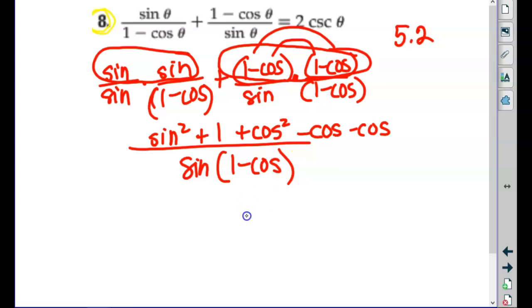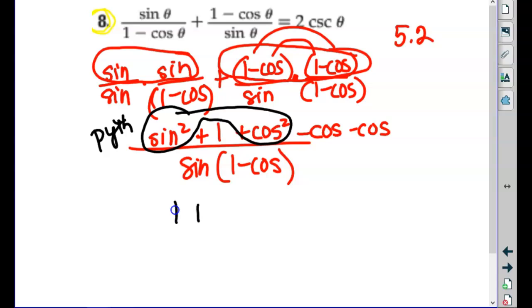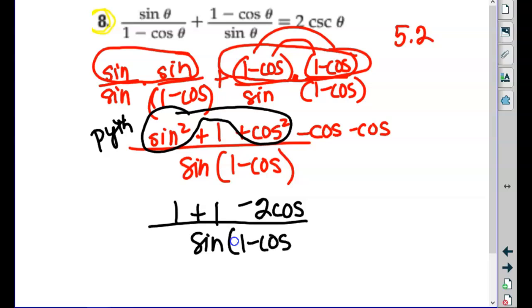Okay, now what happened up top? Anything good? What is a sine squared plus a cosine squared? That's a Pythagorean identity. So we have a 1 plus there was another 1, and those could be minus 2 cosine. Okay, so that adds up to a 2.